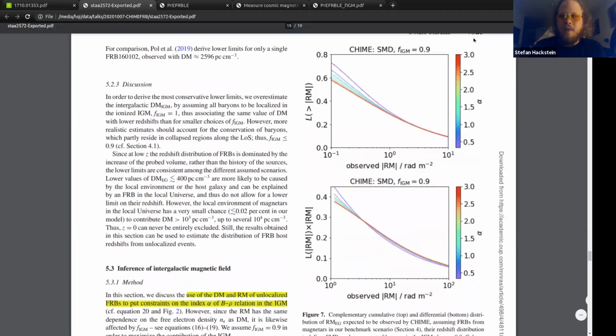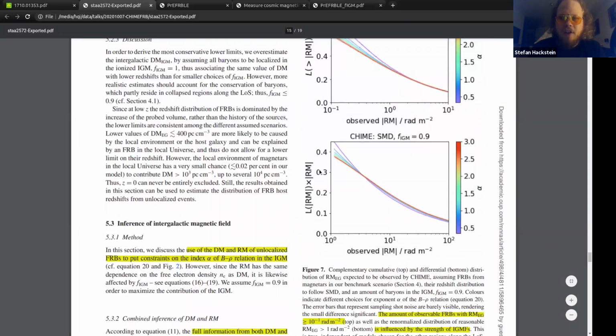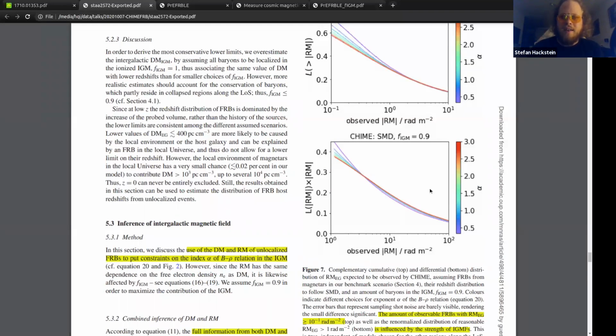Okay, so these different values of alpha do represent different strength of the intergalactic magnetic field. And here we are looking at the cumulative distribution of rotation measures expected to be observed with CHIME. And what you can see is that indeed, the stronger the intergalactic magnetic field, the more rotation measures do we observe from 0.1 to about 2 rad per square meter. And actually looking here at the differential distribution, we can see that the shape of this distribution does tell us something about the intergalactic magnetic field.